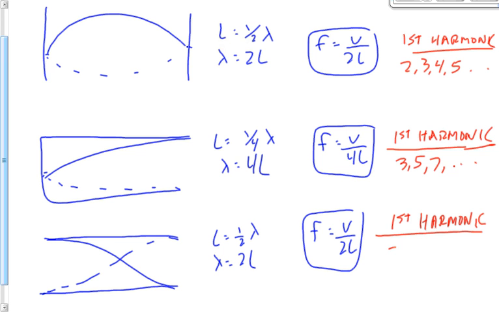Once again, we can have the second, the third, the fourth, the fifth harmonic, and so on. The fourth harmonic would be 4 times the value of the first. The second harmonic would be twice the value of the first. We can have all of them. So where's the pattern here?